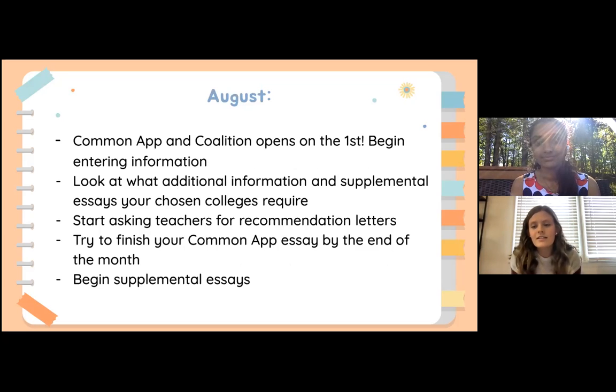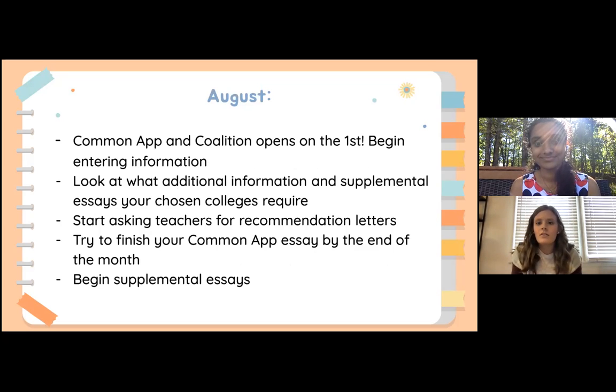Then in August, again, this is something that's already passed, but if you haven't done it, don't worry, get started now. It's perfect. So on August 1st, the Common App opens and the Coalition app opens as well. You can begin entering your information at that point. So all of your personal information, go ahead and get that started. It is a lot of information, so get it started as soon as possible.